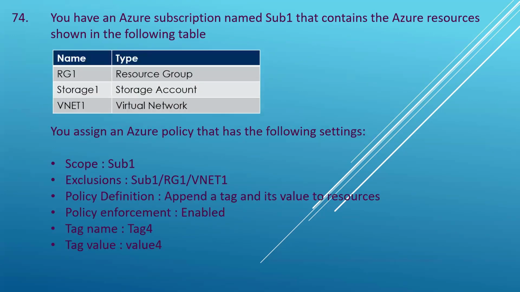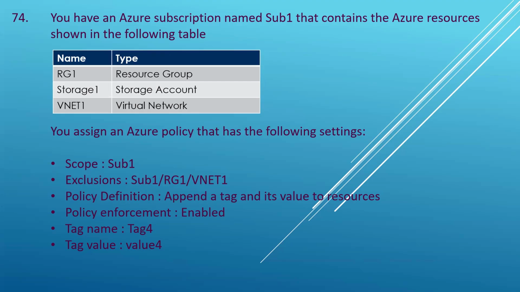You have an Azure subscription named Sub1 that contains the Azure resources shown in the table. The table has 3 Azure resources with the names RG1, Storage1, and VNet1. On the right side, you have the type of the resources. As the names indicate, RG1 is a resource group, Storage1 is a storage account, and VNet1 is the virtual network.